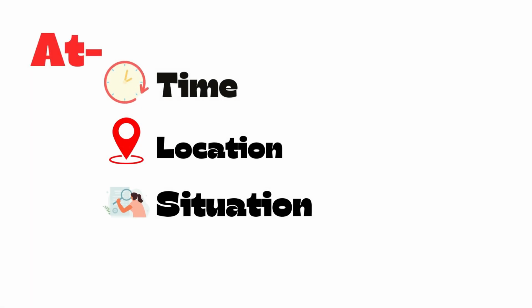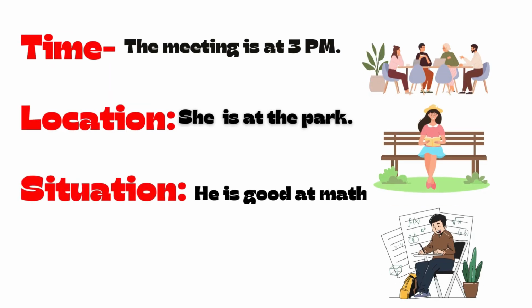At is used to indicate a specific point in time, a location or a situation. Time: the meeting is at 3 p.m. Location: she is at the park. Situation: he is good at math.